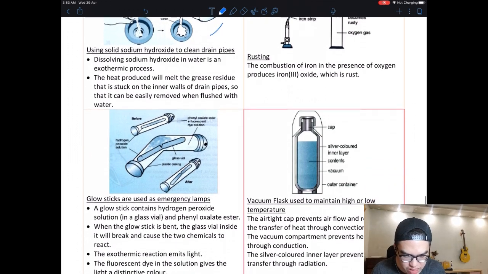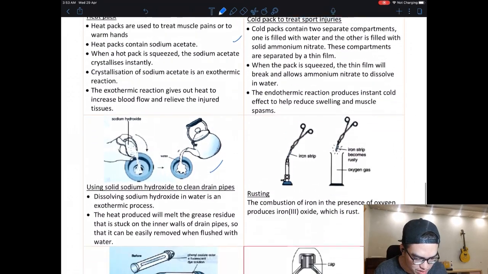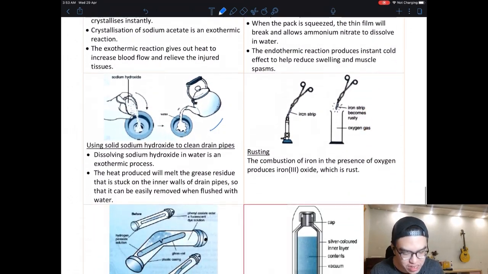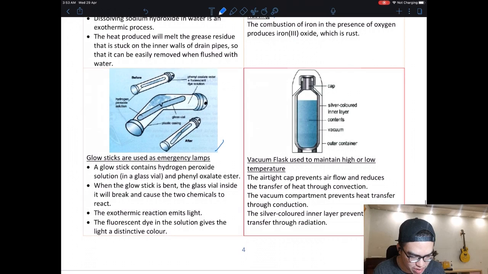Okay, glow sticks. Or we call it flare. You use this to generate light. Let's say you are diving, you watch those military movies or you play games, you can use this flare. Okay, so what else is endothermic? Okay, rusting. Rusting actually absorbs heat. Okay, very small amount. Okay, so vacuum flask used to maintain high or low temperature.